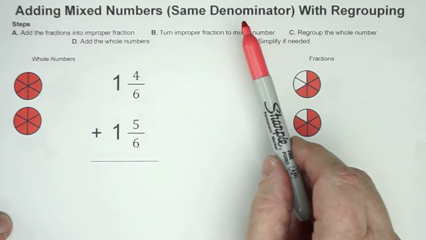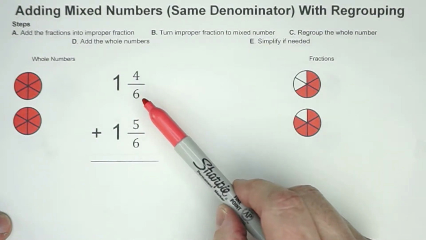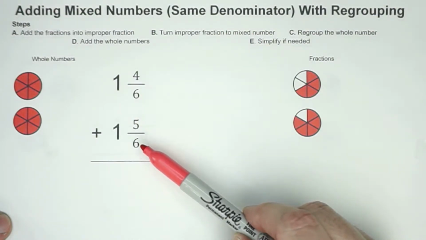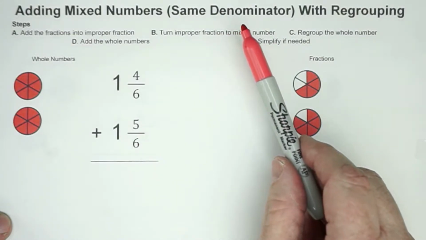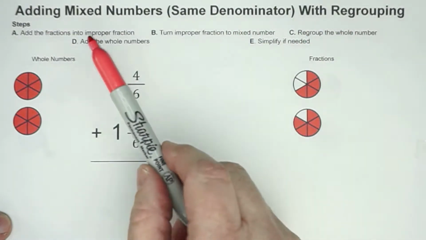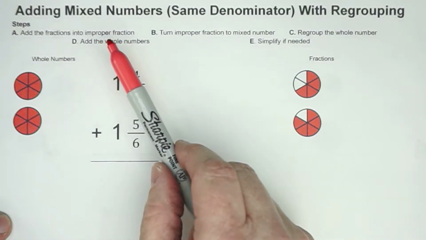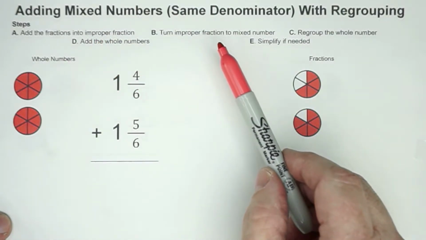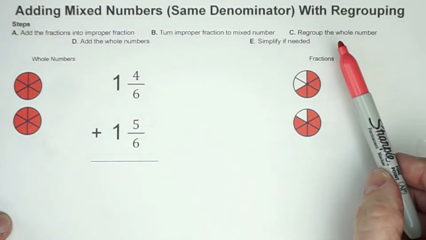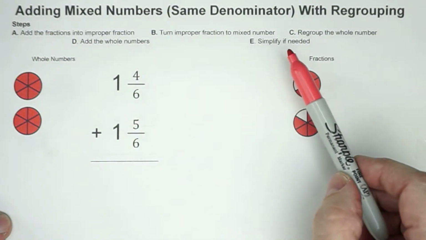Same denominator means just on your fractions. See how the 6 and the 6, the denominators are the same, so that's what's meant by that. And we'll get into regrouping in just a second. We're going to add the fractions into an improper fraction. We'll turn the improper fraction to a mixed number. We'll regroup, we'll add the whole numbers, and if we need to, we'll simplify.